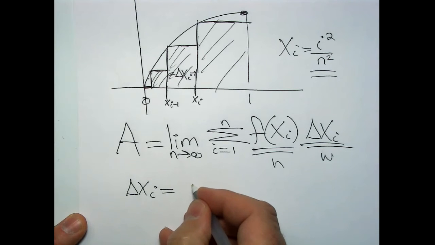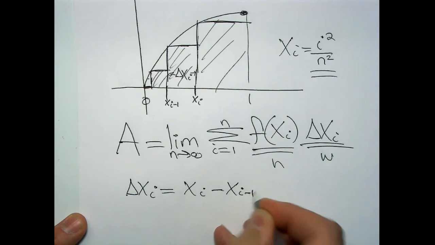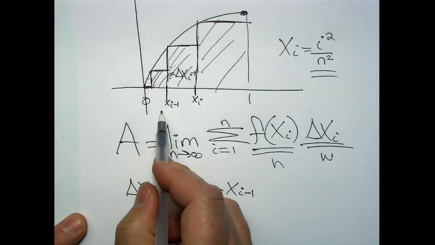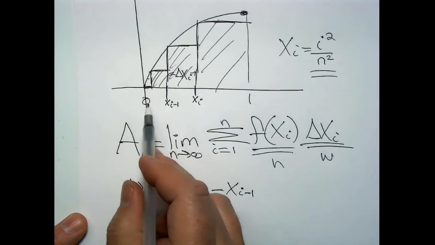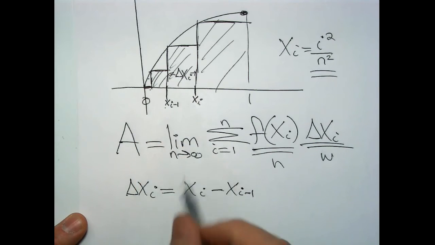It's nothing more than x sub i minus the previous. Like that. x sub i minus x sub i minus 1. Like x sub, let's see, 1, 2, 3, x sub 3 minus x sub 2 should get me delta x sub 3.